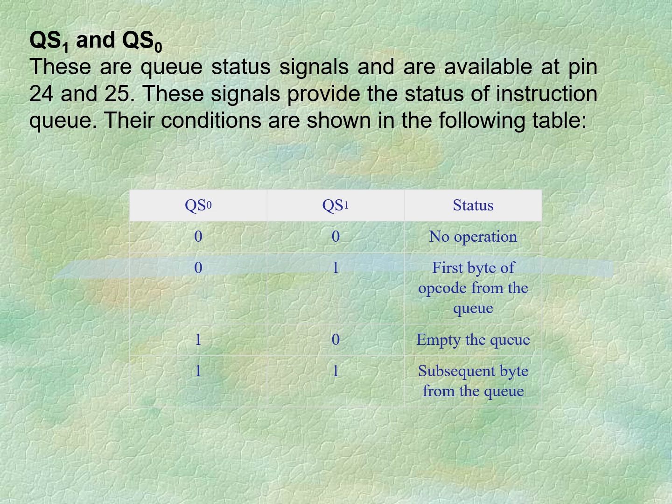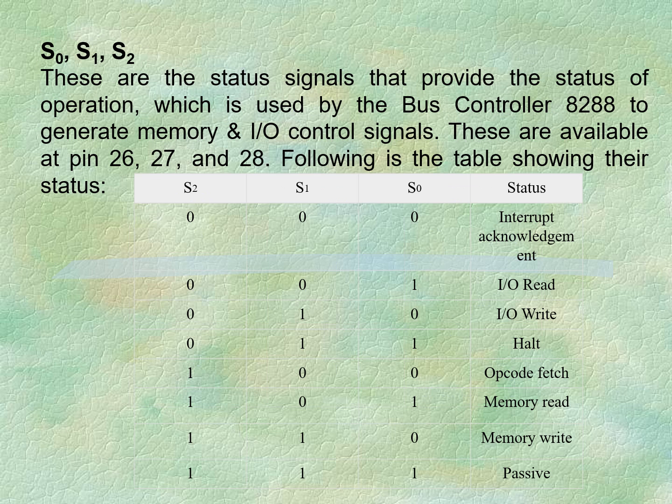QS1 and QS0 are the queue status lines. We have a 6-byte prefetch queue, as we have seen in the architecture diagram. So what is the status of the queue? That can be identified using these two status lines. By looking into the table, you can see that if QS0 is 1 and QS1 is 0, that means the queue is empty. Similarly, how is the queue now? That can be identified using these two pins. And S0, S1, S2, which we have seen already, are the status pins used to find out which machine cycle your instruction is on.